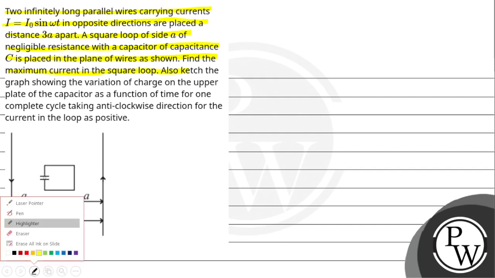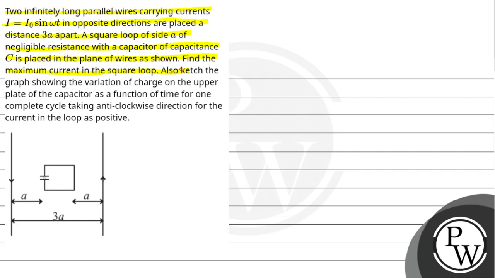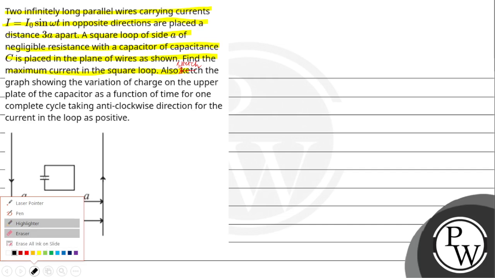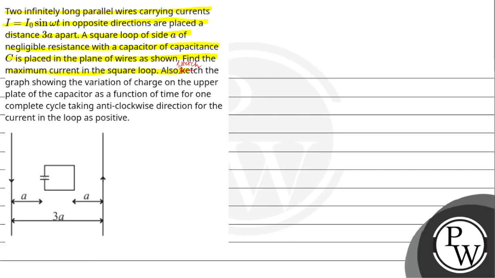Also, sketch the graph showing the variation of charge on the upper plate of the capacitor as a function of time for one complete cycle, taking anti-clockwise direction for the current in the loop as positive.